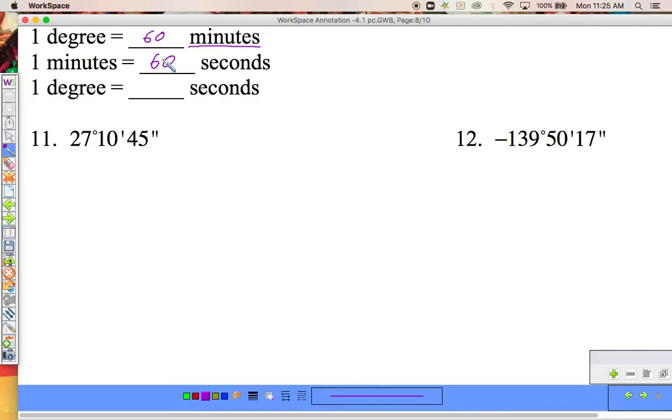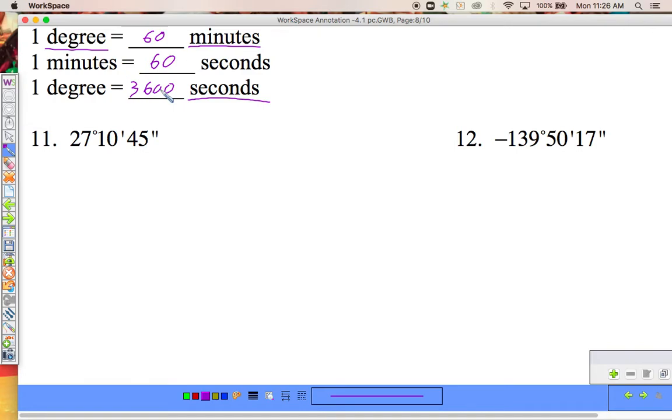So, if 1 degree has 60 minutes and 1 minute has 60 seconds, how many seconds are in a degree? There's 60 minutes, each has 60 seconds. So there are 3,600 seconds in 1 degree. It's the same idea as time. There's 3,600 seconds in 1 hour. We need to be able to do this.